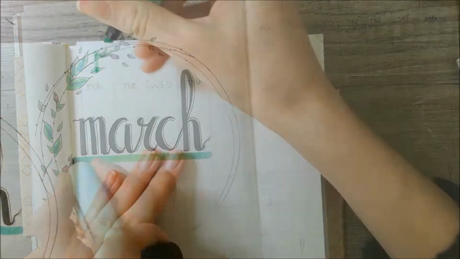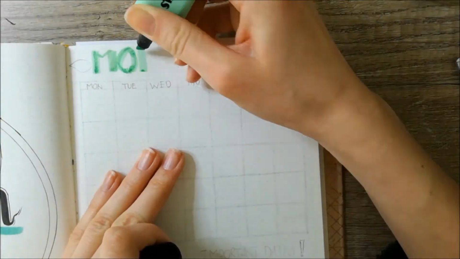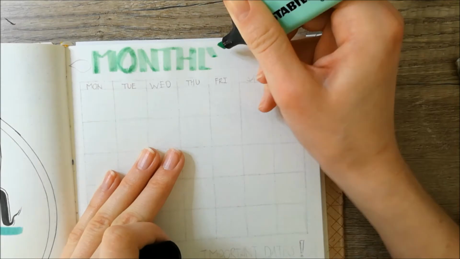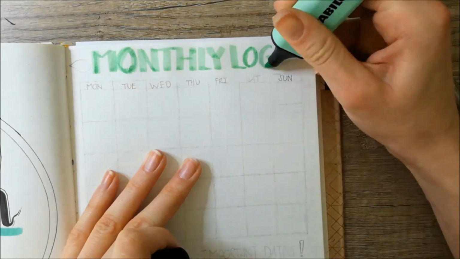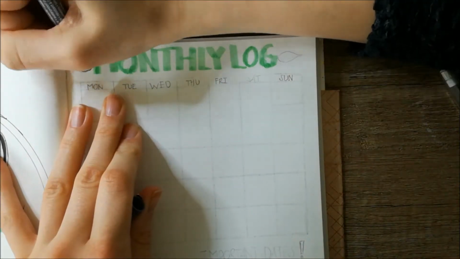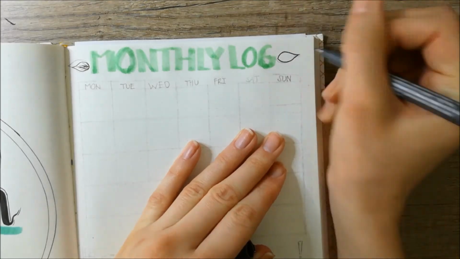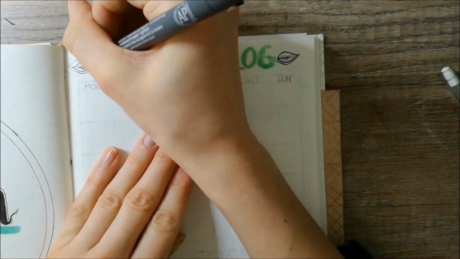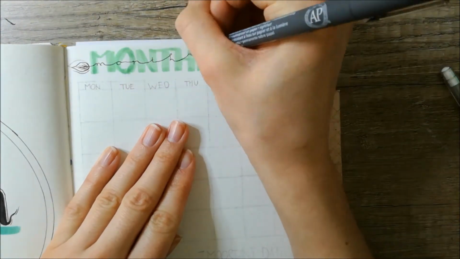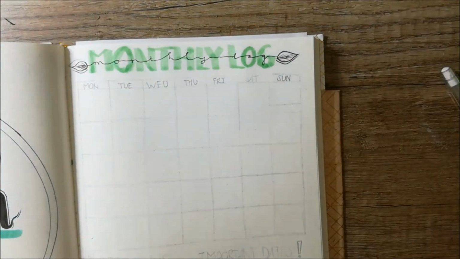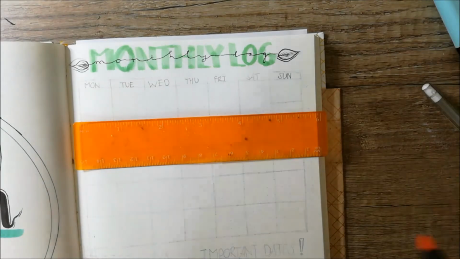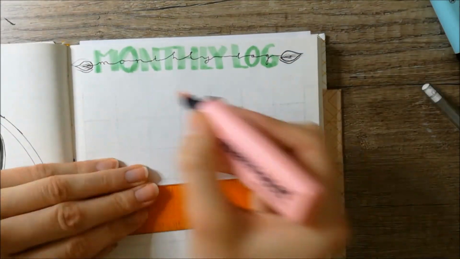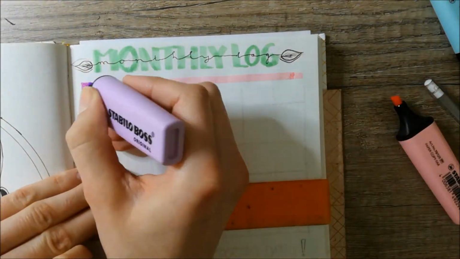So on the next page we have our monthly log, and this page gives us an overview of the days of the month, and I like to write down some important dates and birthdays. So for the title I first wrote down monthly log using the pastel green, and then when that has dried a bit I hand letter the same word through the green pastel.